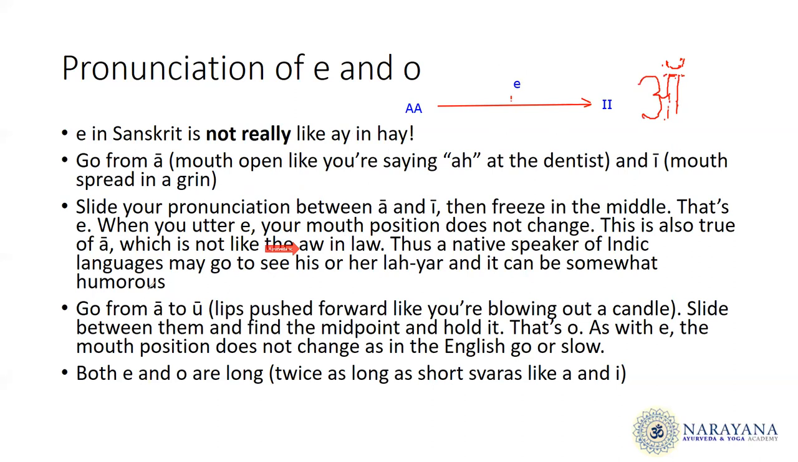Now, the same thing is true for O. You go from ah to oo. So let's take our little diagram here. Instead of having ee, we have oo. And then we go ow, oh, I'm stuck. That's the sound that you're making. It's halfway between. The mouth position does not change. It's not like in the English go or slow, oh, oh. No, it's not that.